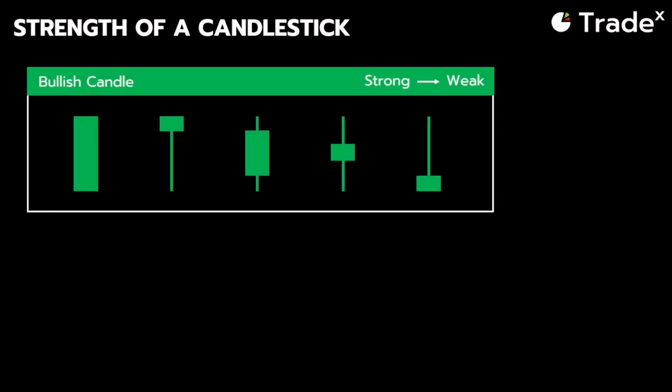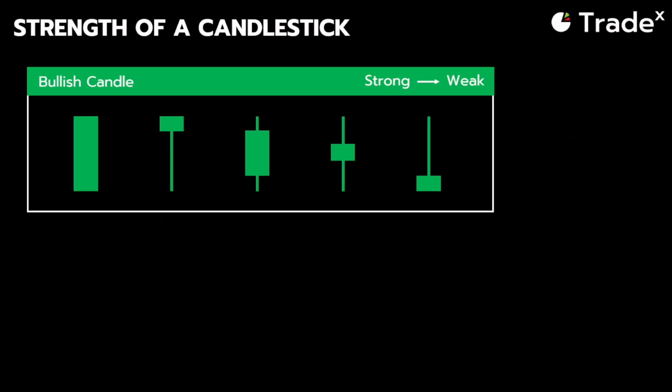Let me give you a quick recap on candlestick strength. For a bullish candlestick, the strongest type features a large body, showing a significant increase from the opening to the closing price, which reflects strong upward momentum. On the other hand, the weakest bullish candlestick is one where buyers push the price up initially, but sellers then drive it back down, indicating substantial selling pressure.